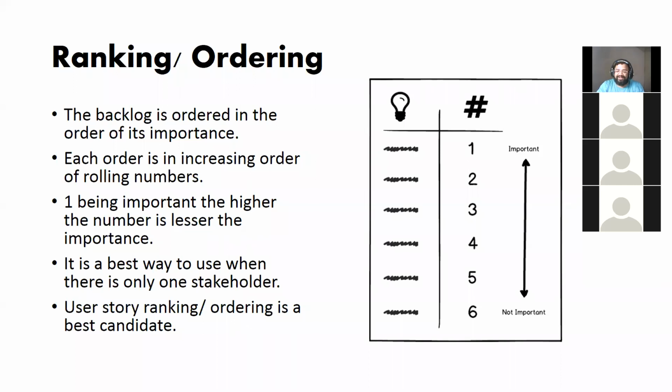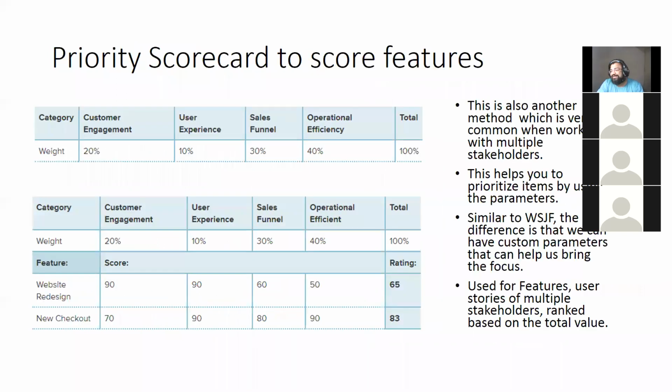Now ordering is the better word which we have started using in terms of product backlog ordering. So next one is priority score, a priority scorecard. This is also similar to your WSJF. Many times we used to do this in the score. What is it that we are getting?